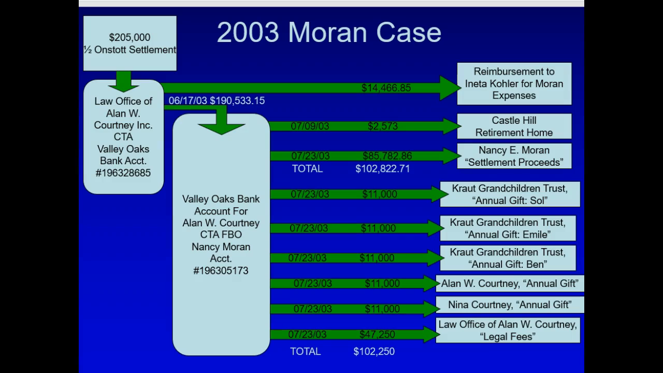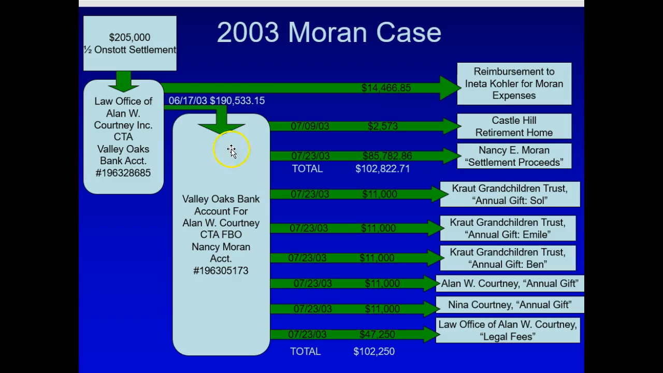This is actually a case that I did. It was an embezzlement case by an attorney. He had taken half of a settlement that he had gotten for the client. This is Betty Moran, was her name. The name of the defendant was Alan Courtney. He's no longer an attorney because he got convicted. He took in this $205,000, which was half of a settlement, and put it into his trust account. Everything's good so far. Then he takes a good hunk of that and puts it into the Valley Oaks Bank in trust for her. Everything good so far because he's just holding it in trust for her.